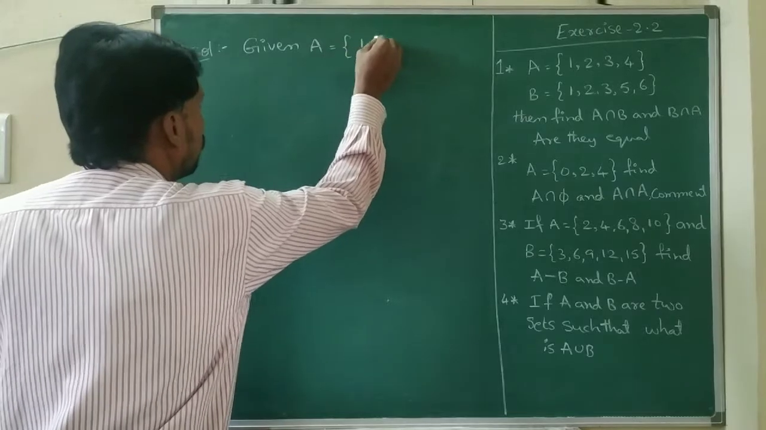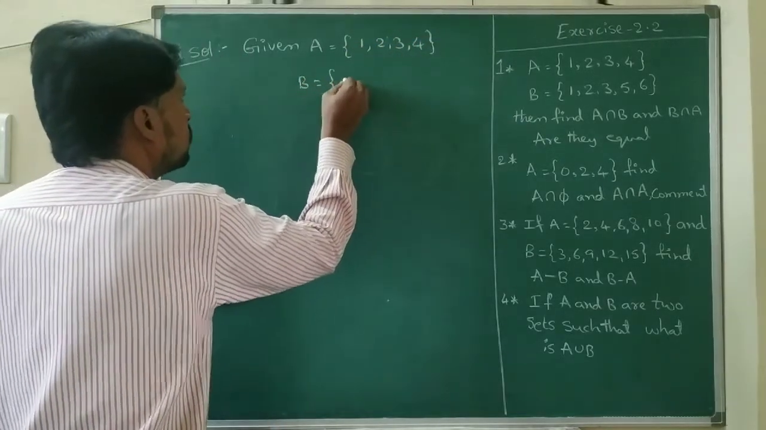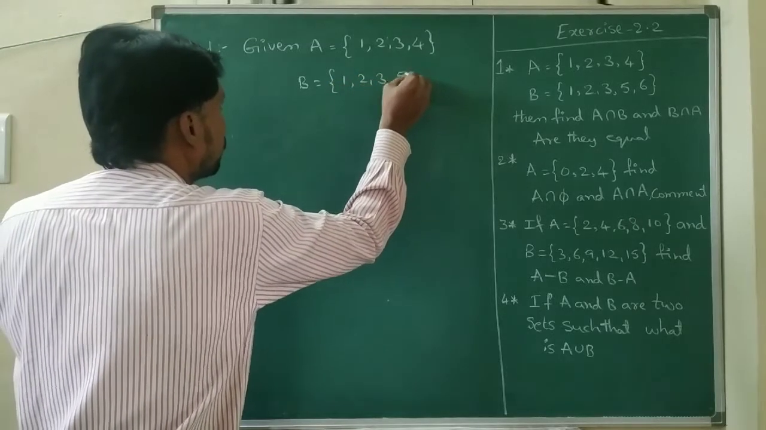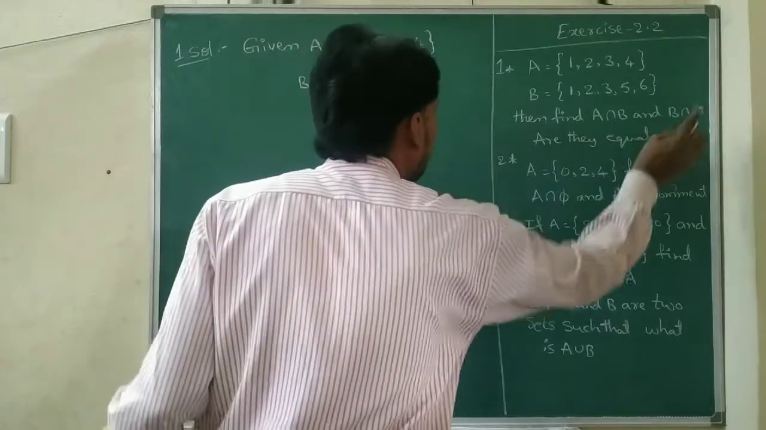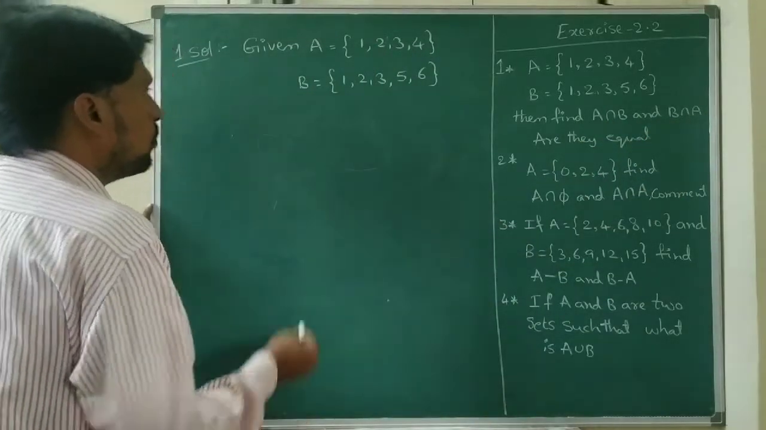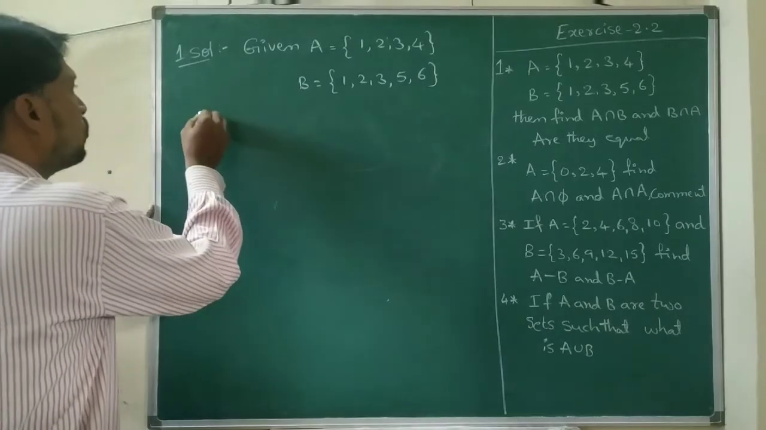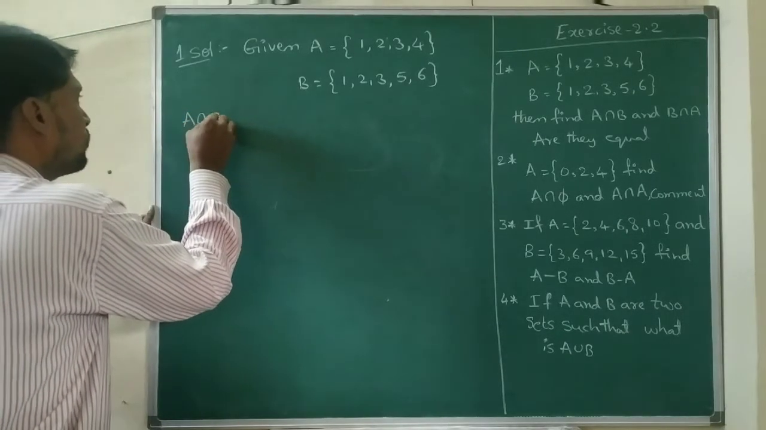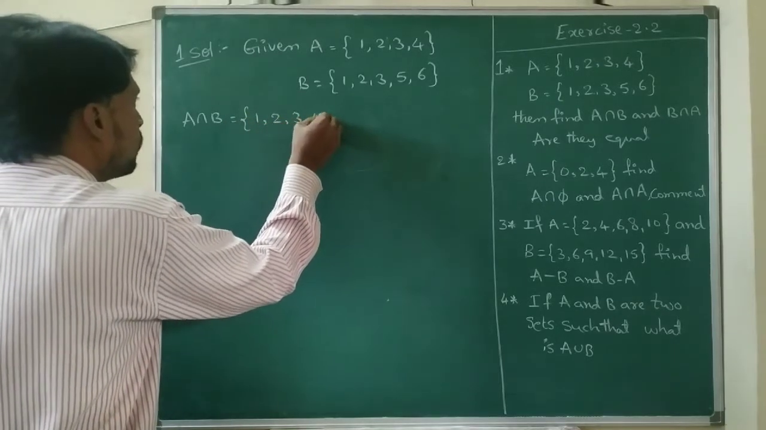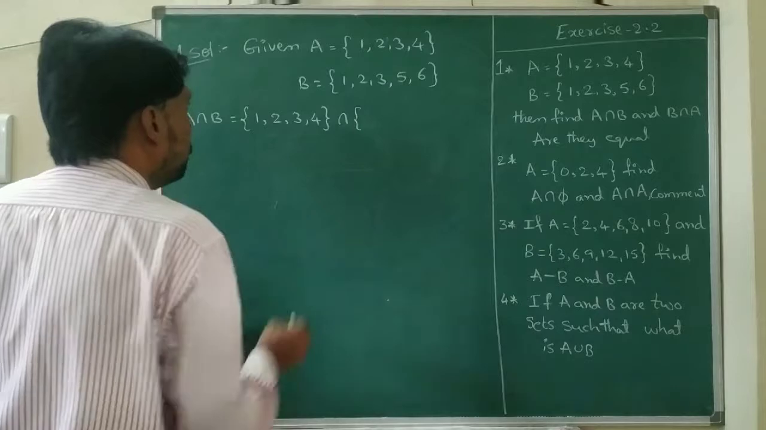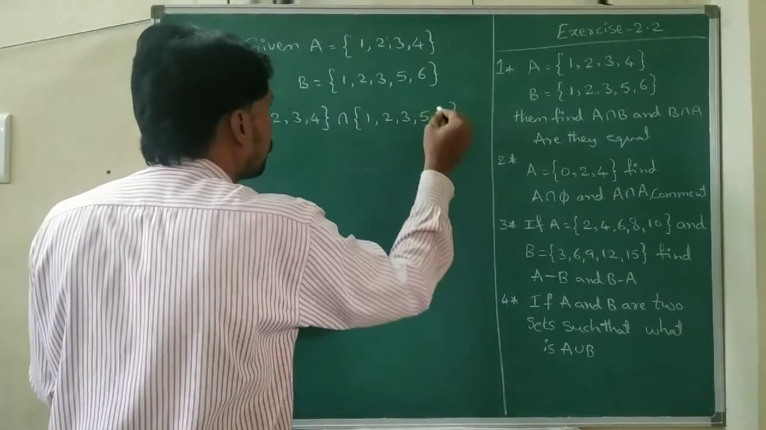A equals 1, 2, 3, 4, B equals 1, 2, 3, 5, 6. So now what we need to find? A intersection B and B intersection A. Then next we need to find out whether A intersection B is equal or not equal to B intersection A also. So first A intersection B. A means the set of 1, 2, 3, 4, intersection B, which means 1, 2, 3, 5, 6.